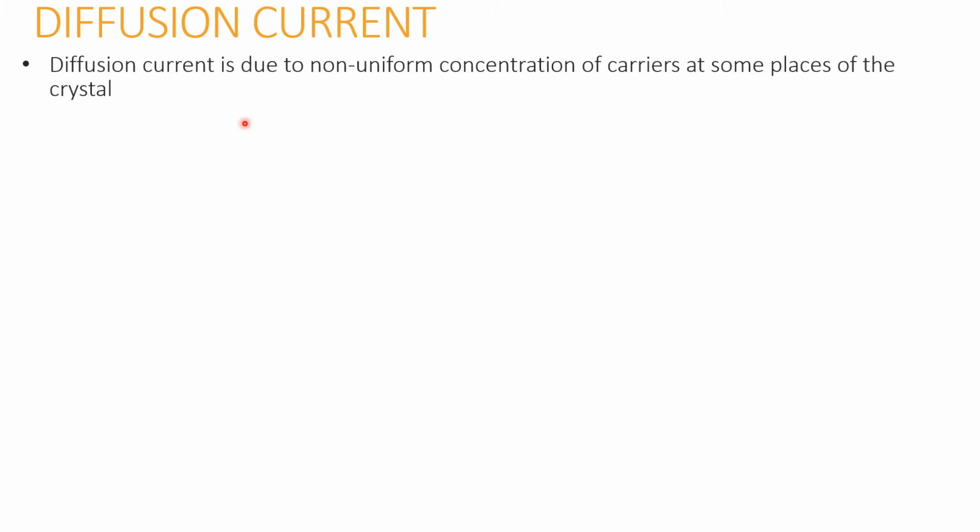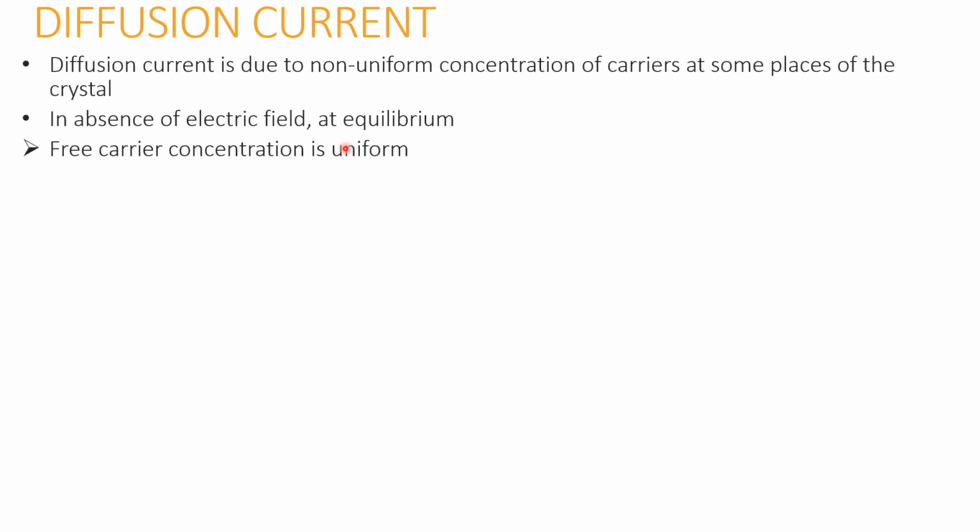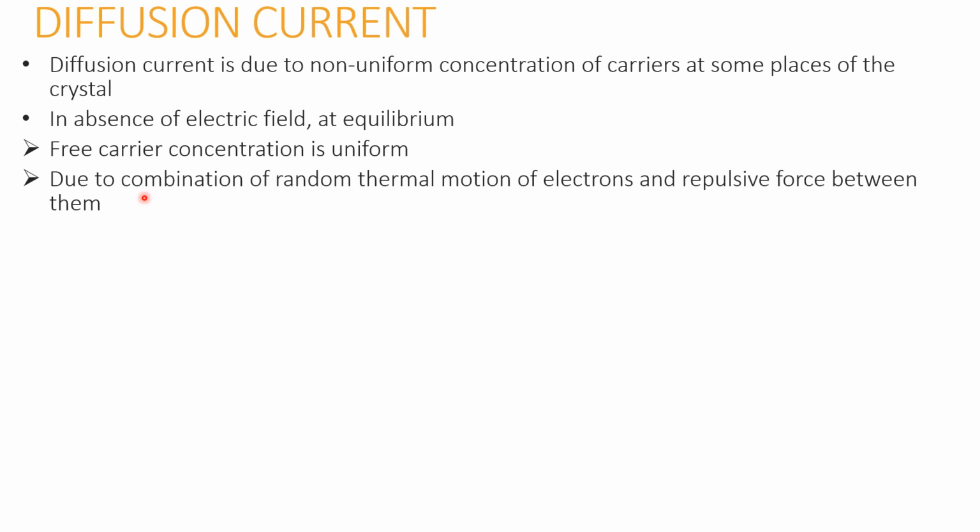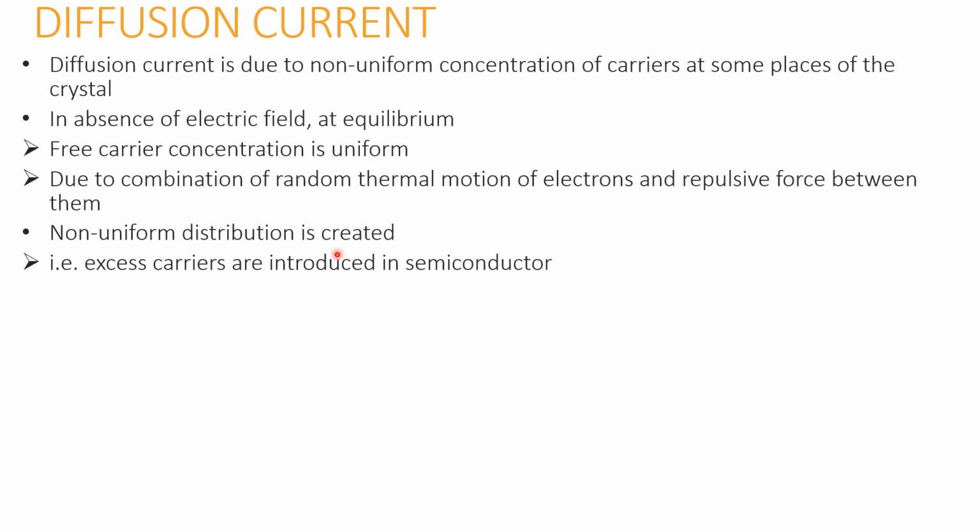Diffusion current. Diffusion current is due to the non-uniform concentration of carriers at some places of the crystal. In the absence of electric field at equilibrium, free carrier concentration is uniform due to the combination of random thermal motion of electrons and the repulsive force between them. So a non-uniform distribution is created. That is, excess carriers are introduced in the semiconductor.